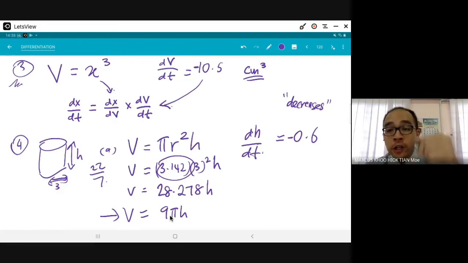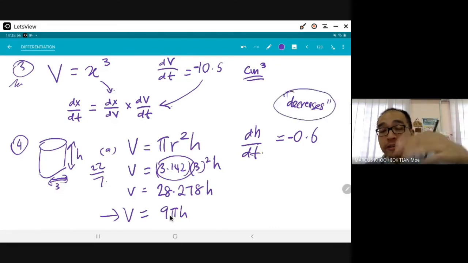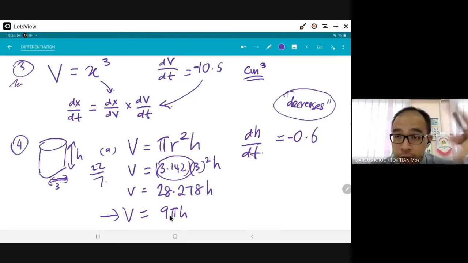So I forgot to mention, please take a look for the words decreases, increases. If it increases, then the rate of change is positive. But if it is decreasing, then the rate of change is a negative number. Just be aware of that.